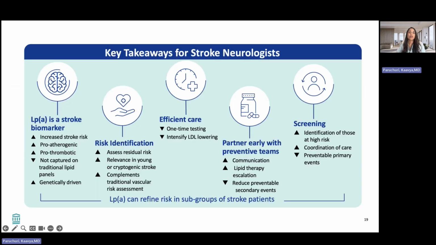So the key takeaways here are first, LPA is a true stroke biomarker, genetically determined, prothrombotic, and particularly relevant in early onset and cryptogenic stroke. Second, LPA testing improves risk identification with an easy, one-time, non-fasting measurement that can refine risk stratification in select stroke subgroups. Third, early partnership with preventive cardiology allows for more aggressive LDL and ApoB lowering when residual risk is identified. And finally, identifying elevated LPA opens the door to screening of high-risk relatives and increasingly increases access to mechanism-specific therapies that may fundamentally change secondary stroke prevention.